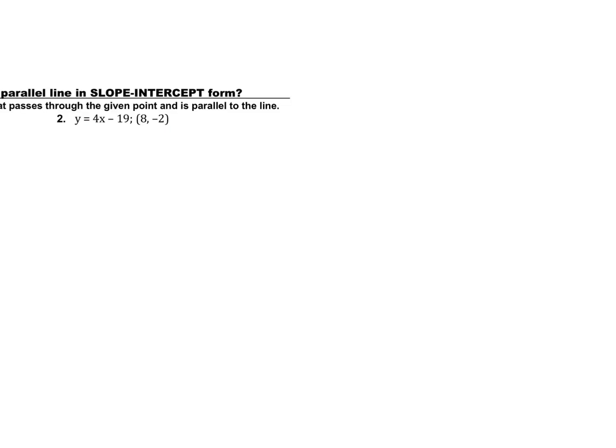All right, so number 2, we're going to write an equation of a line that is parallel to y is equal to 4x minus 19, and it goes through the point 8, negative 2. So first of all, let's write down our slope-intercept equation.